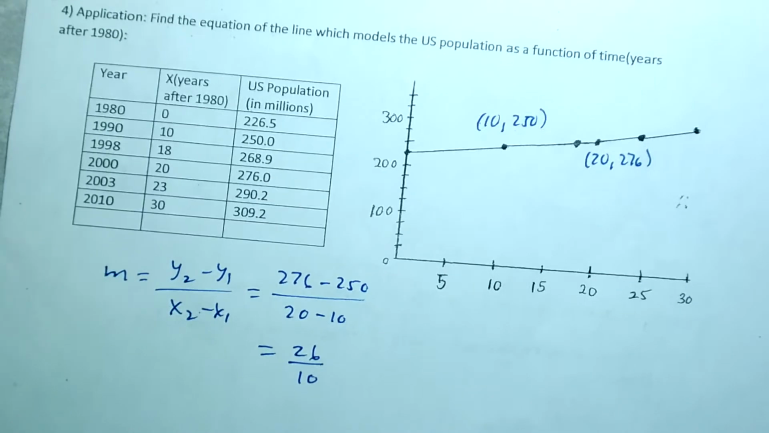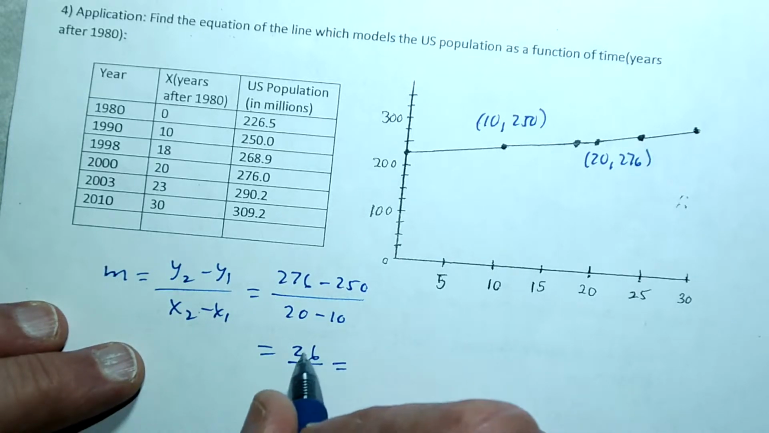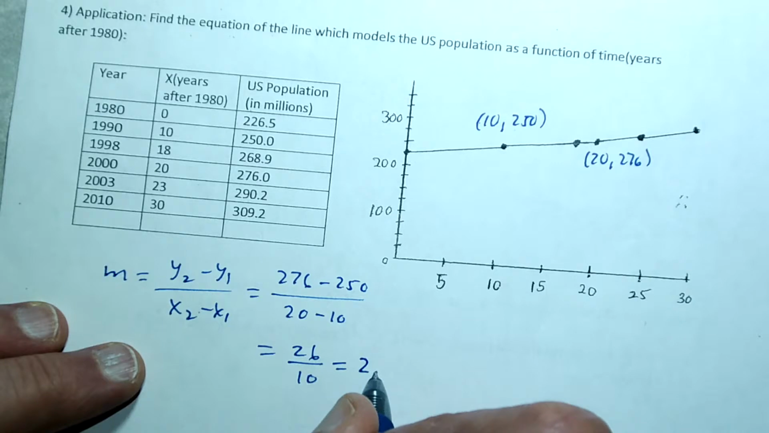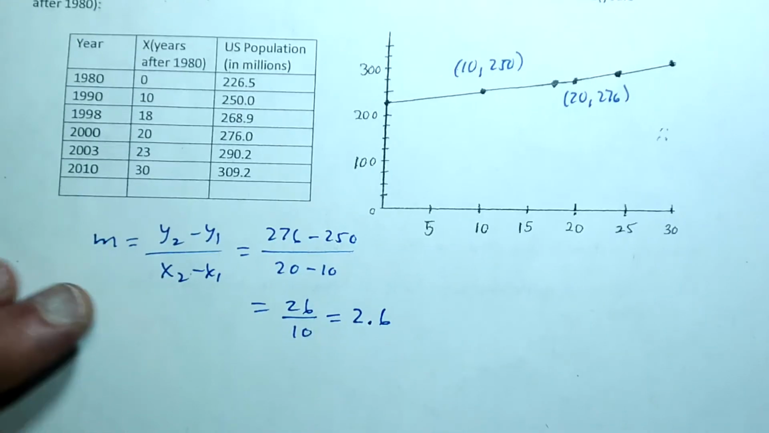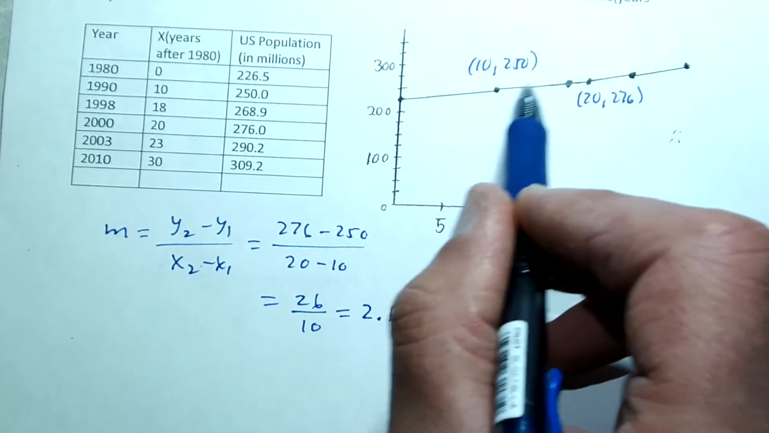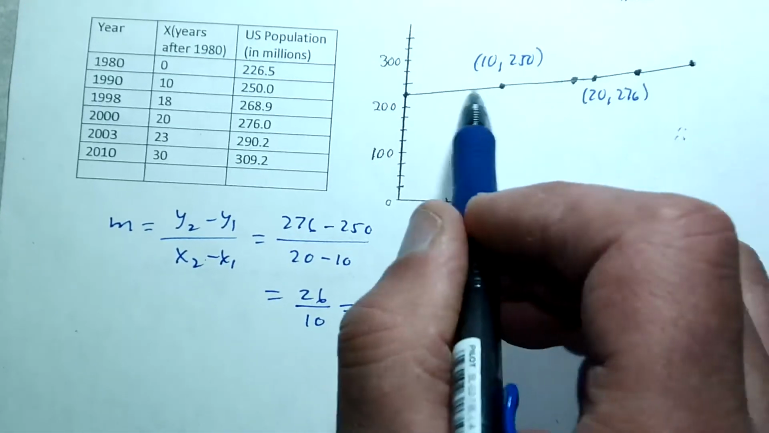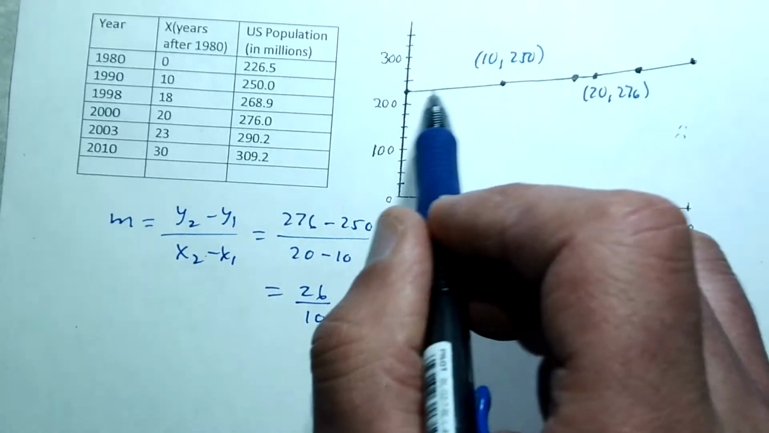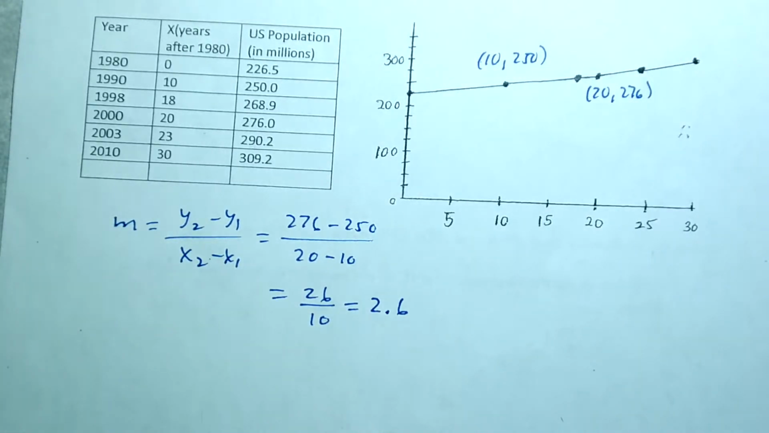And because I'm doing a model here that maybe would not be easy to keep in fractions, I'm going to go ahead and just calculate that 26 divided by 10 into a decimal. 2.6 million people per year is the average growth rate, the average rate of change along the line here, right?